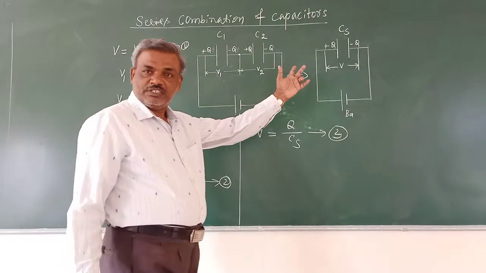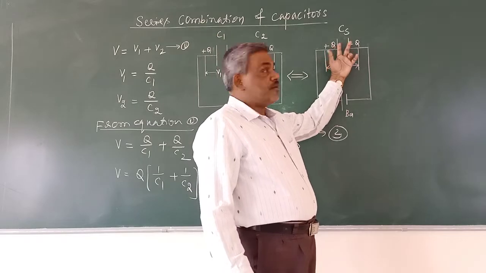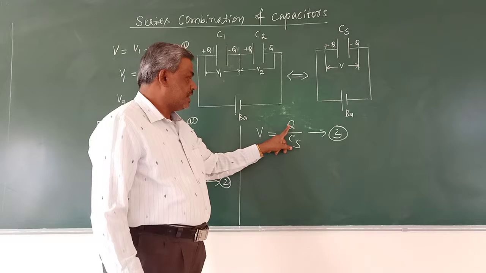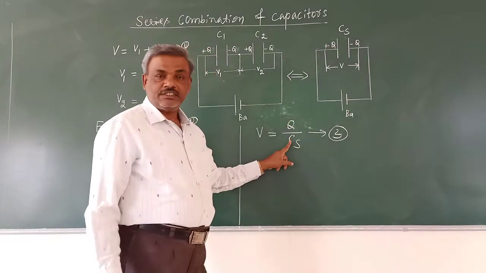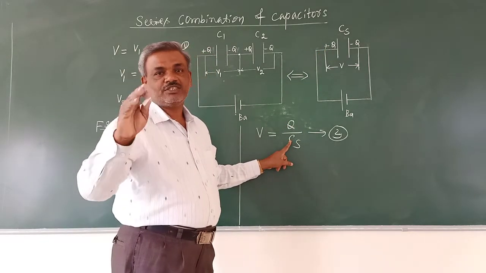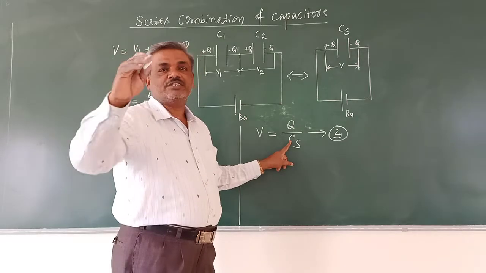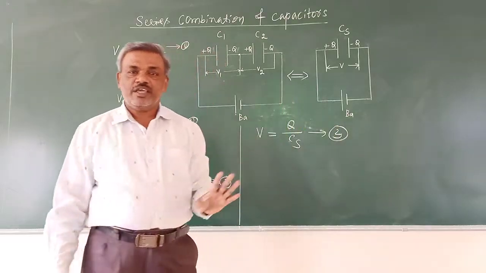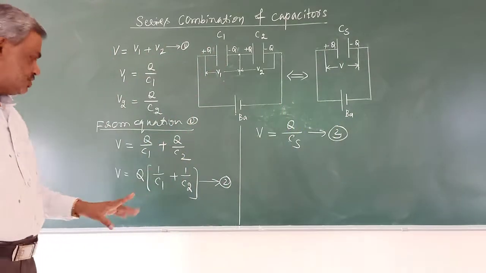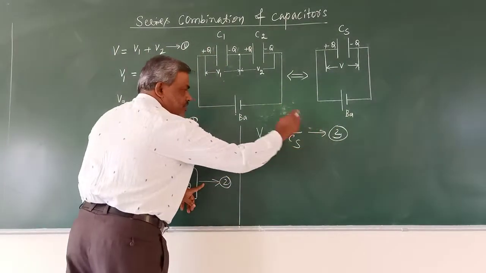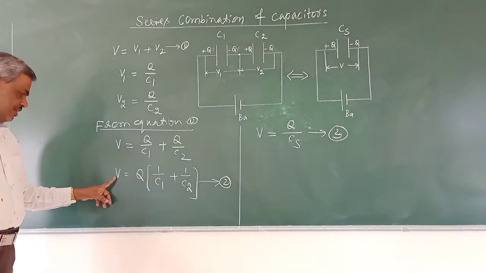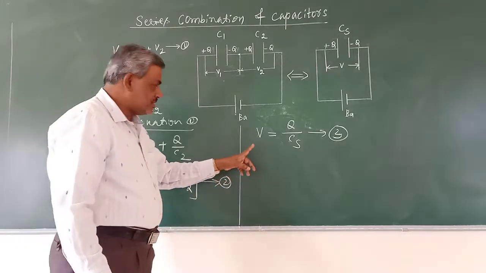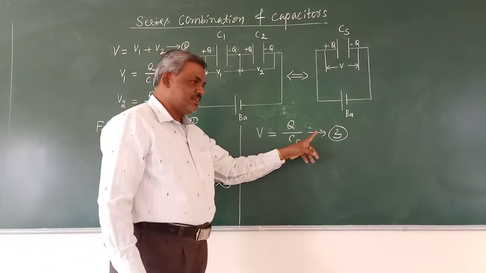So potential difference across the capacitor CS, V equal to Q by CS. Q is the charge, CS is the effective or equivalent capacitance, or one more name, total capacitance. So V equal to Q by CS, equation number 3. Now comparing equation 2 and 3. From equation 2, V equal to Q into 1 by C1 plus 1 by C2. Equation number 3, V equal to Q by CS.